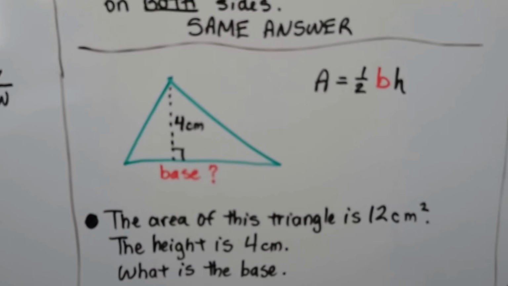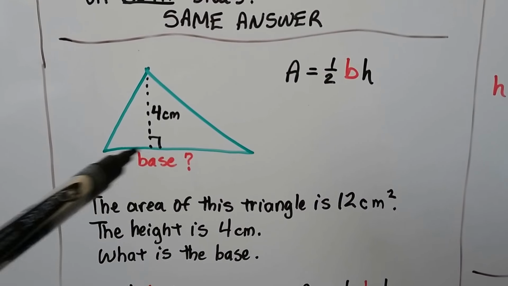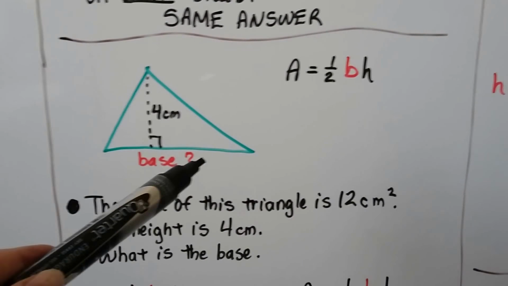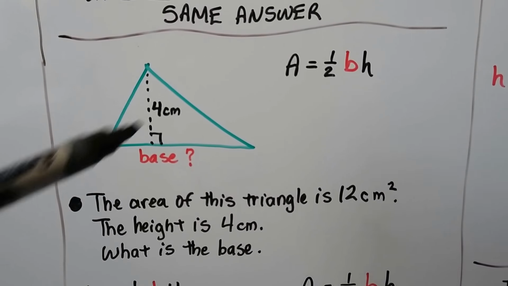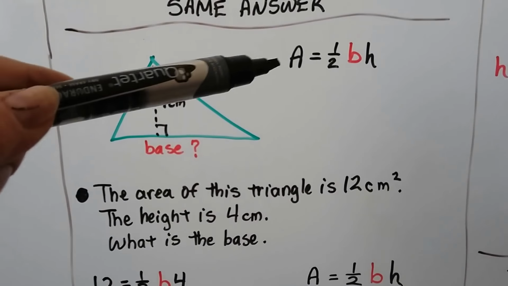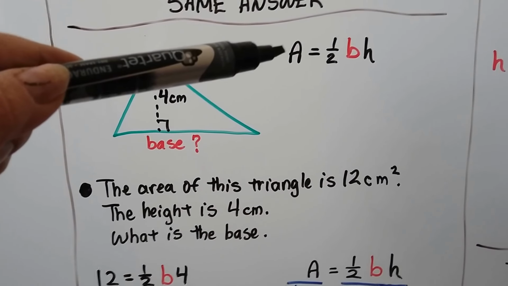For this one, here we have a triangle. We know the height is 4 centimeters, but we don't know what the base is. It says the area of this triangle is 12 centimeters squared. The height is 4 centimeters. What is the base? So we look on our sheet that they give us for area of a triangle, and we see that this is the formula.